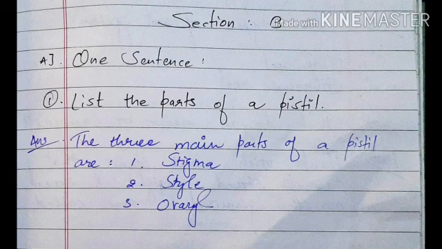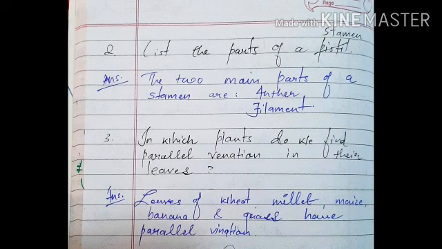Answer is the 3 main parts of a pistil are first is stigma, second is style and the third one is ovary. Second one is list the parts of a stamen, and the answer is the 2 main parts of a stamen are anther and filament.